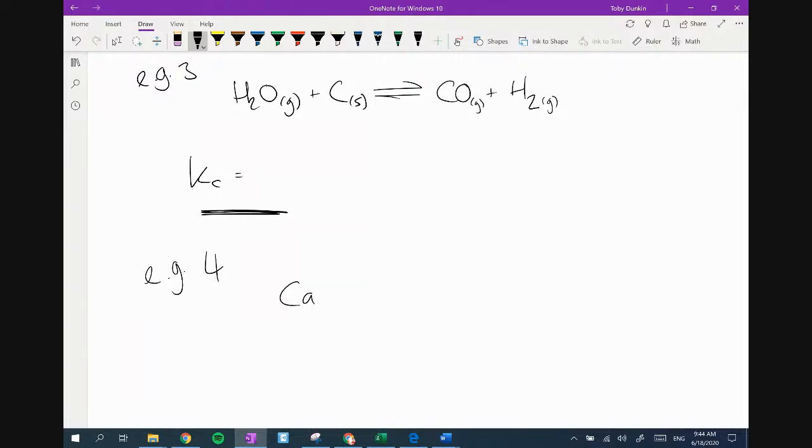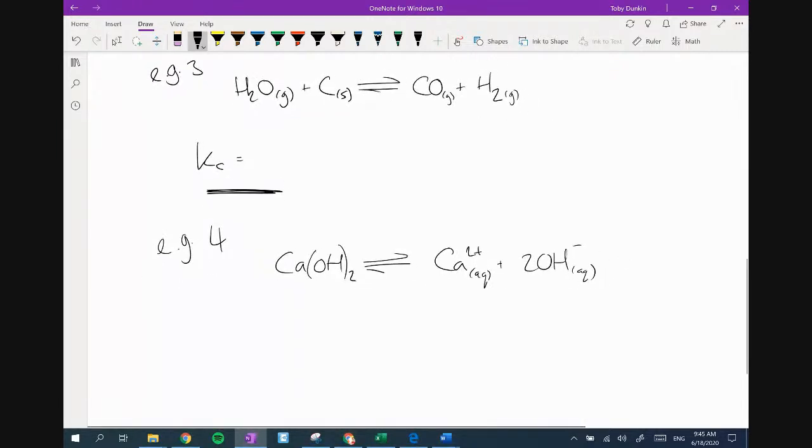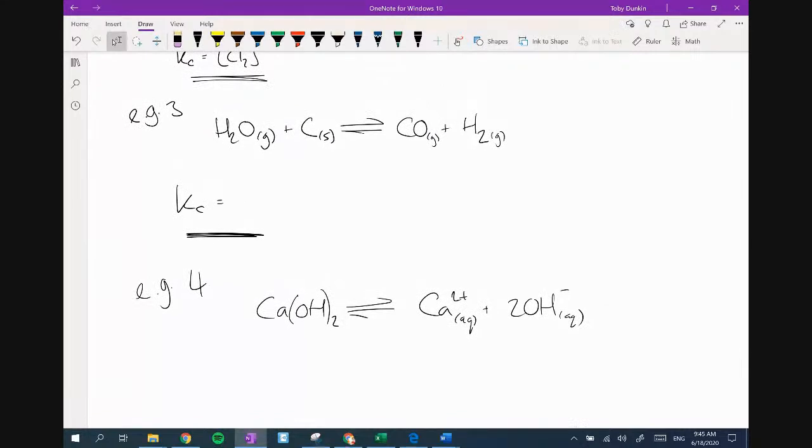Let's go for calcium hydroxide. Calcium hydroxide solid, dissolving in water to form its ions, Ca2+ plus 2 OH minuses, and these are both aqueous. What's the Kc for that bad boy? That's a nice one, because now the big numbers apply, don't they?